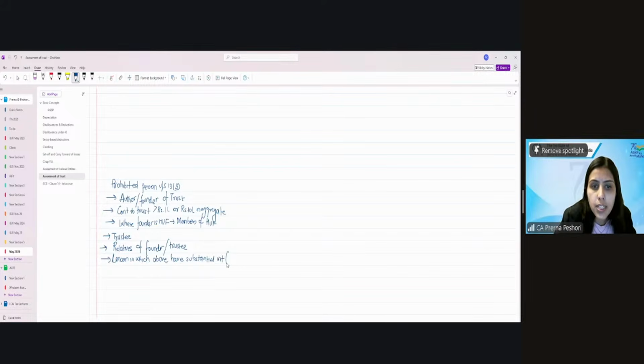So substantial interest means a concern. If the concern is a company, then in that particular case, what do we mean by substantial interest? Where more than 20% of the voting power are there. And if the concern is other than a company, then 20% of the profit share. Yes?